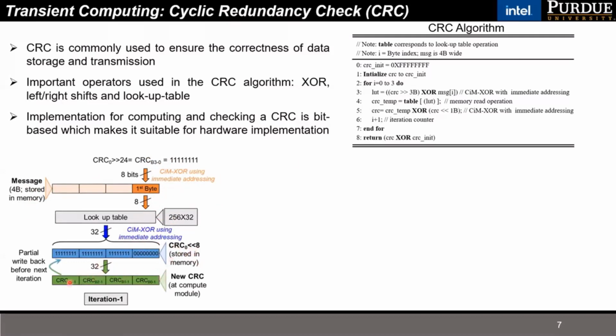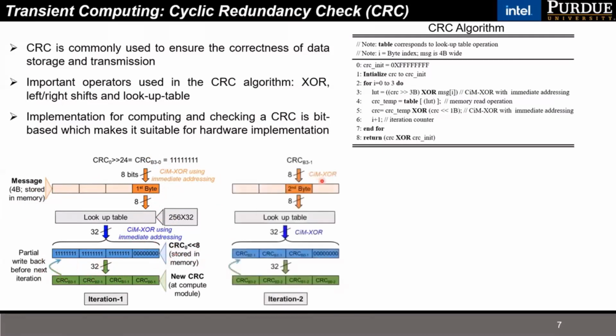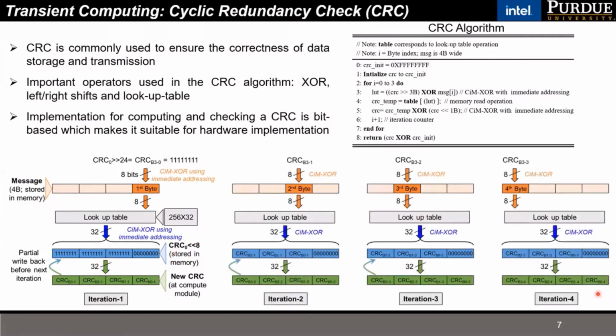And the new CRC value is then partially written back in every iteration for every byte of the message as shown here. The final CRC value is then XORed with the initial CRC value, which leads to the computing and checking of CRC in transient computing workloads.